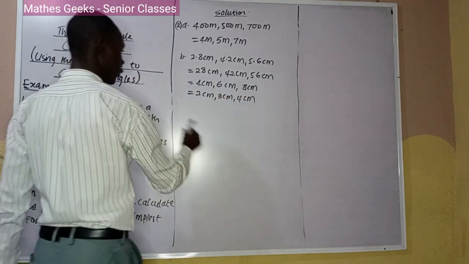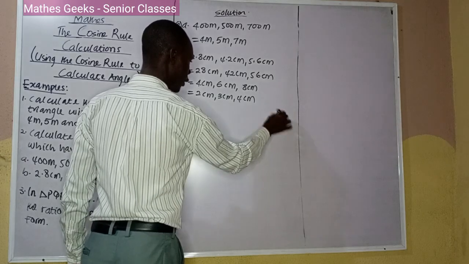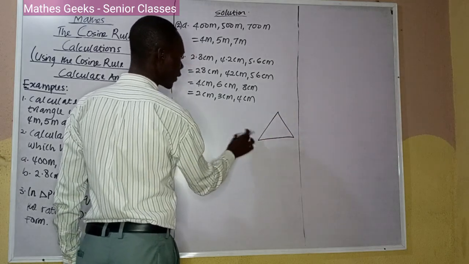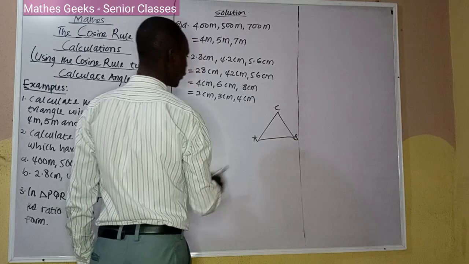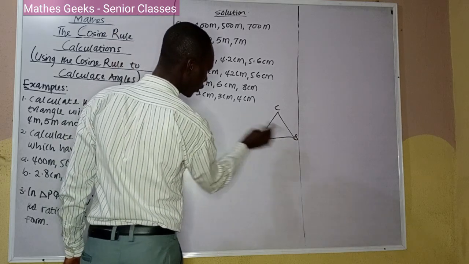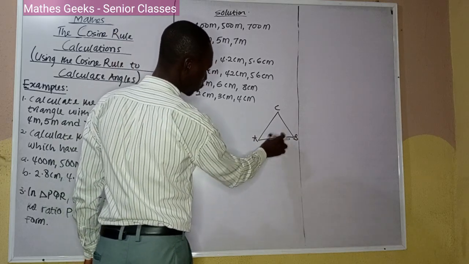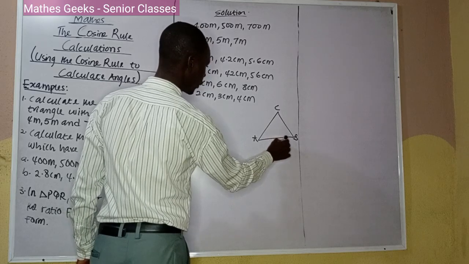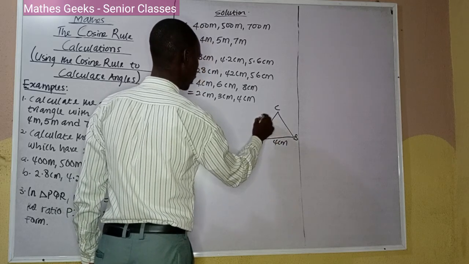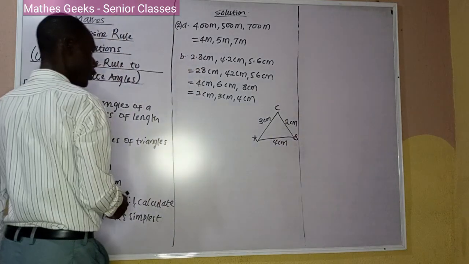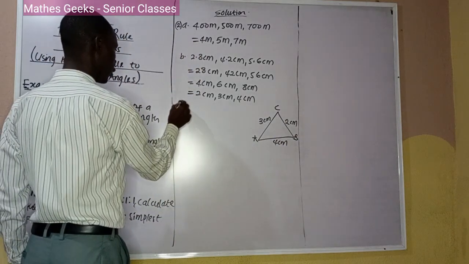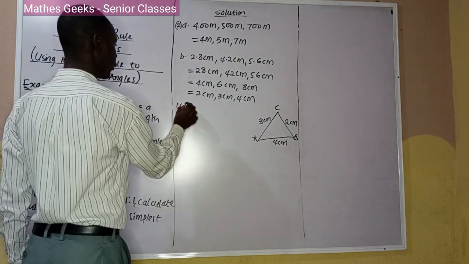So let's solve this triangle. Let's get our sketch, with vertices C, A, B. Our longest side will be here, 4 centimeters, followed by 3 cm and 2 cm. So let's calculate angle A using the cosine rule.